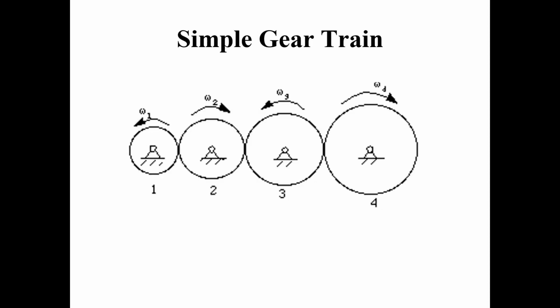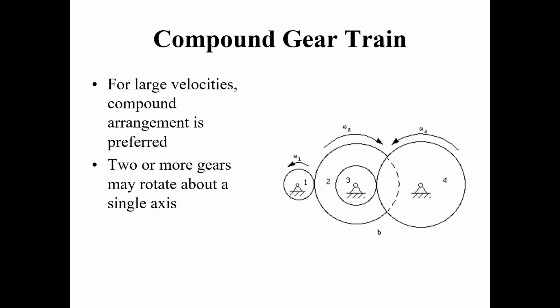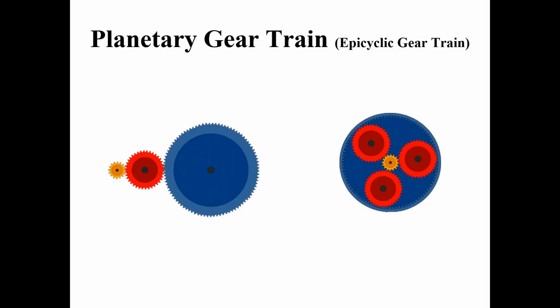The image shows a simple gear train. All the gears are connected parallel to each other and each rotates in its own motion. The next is the compound gear train. For large velocity ratios, the compound arrangement is preferred. Two or more gears may rotate about a single axis. In a simple train we have only one gear on an axis, but in a compound train we have two or more gears acting on a single axis.